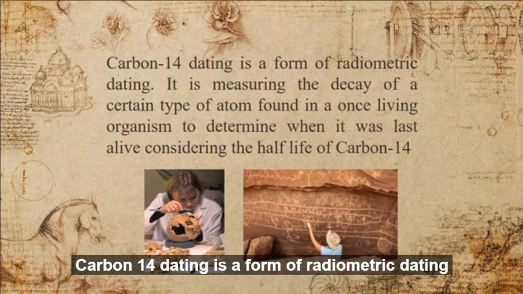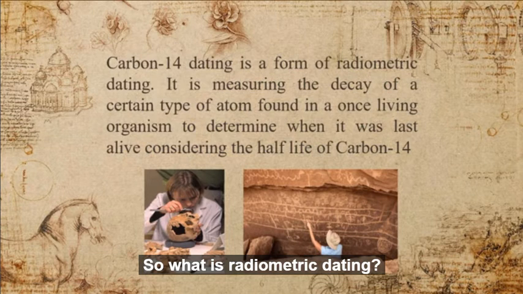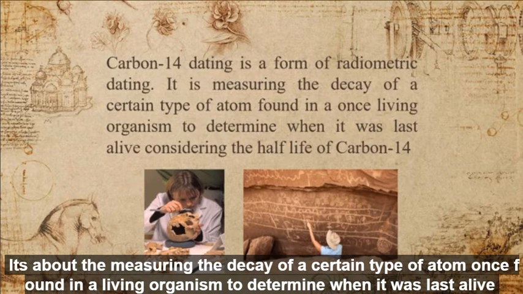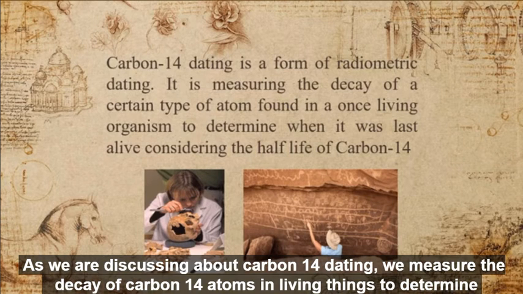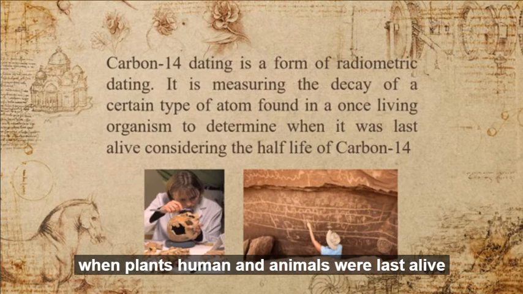Carbon-14 dating is a form of radiometric dating. So what is radiometric dating? It's about measuring the decay of a certain type of atom once found in a living organism to determine when it was last alive. As we are discussing carbon-14 dating, we measure the decay of carbon-14 atoms in living things to determine when plants and humans and also animals were last alive.